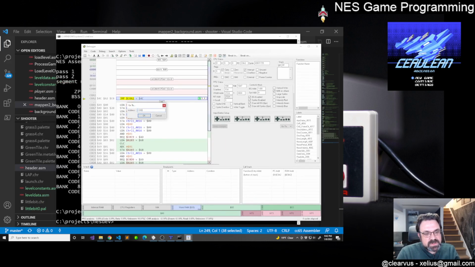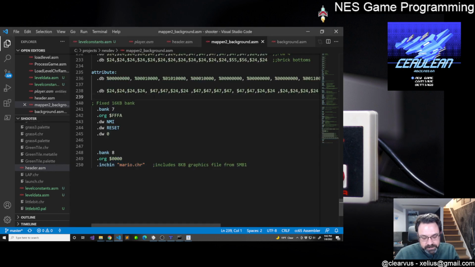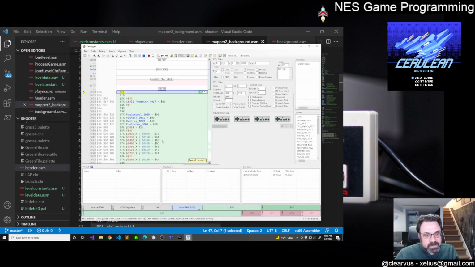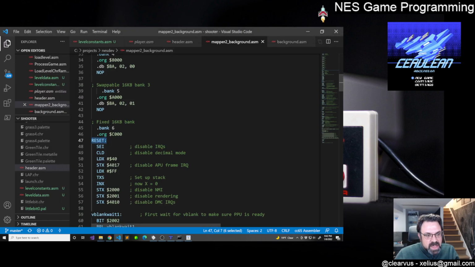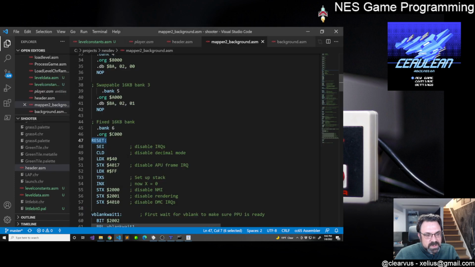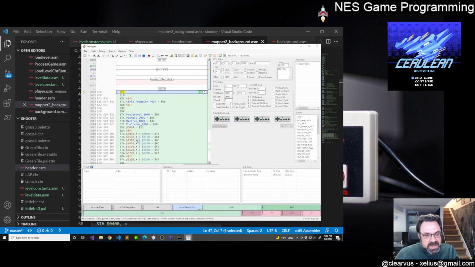If we go to C000, let's reset the game. We go to C000, and we can see all our code here. This is all the code that we wrote at this label, reset. SEI, CLD, load X, all this looks good. Everything is working the way that we expect it to.